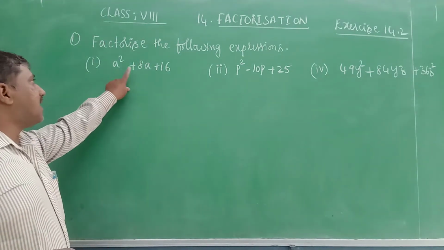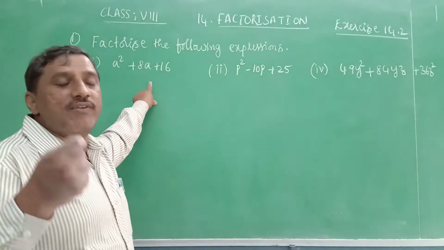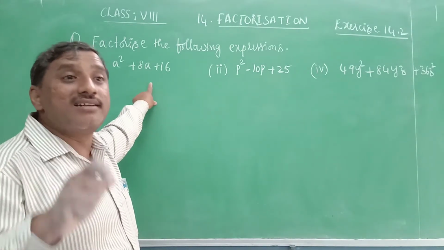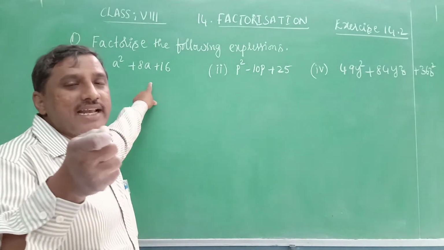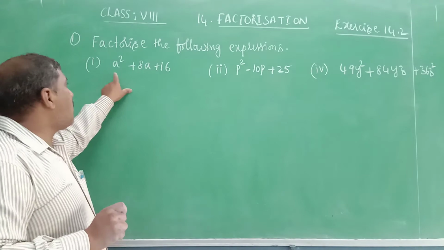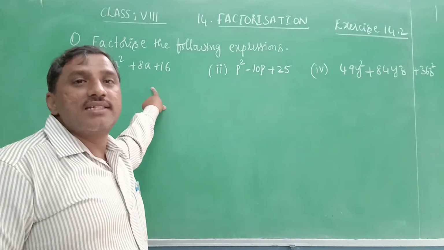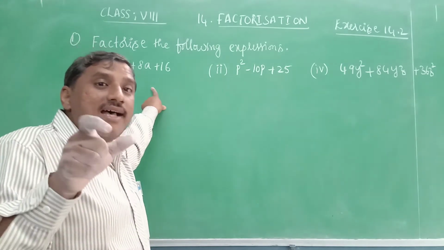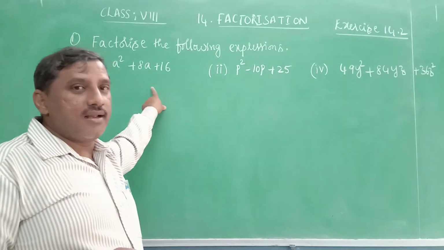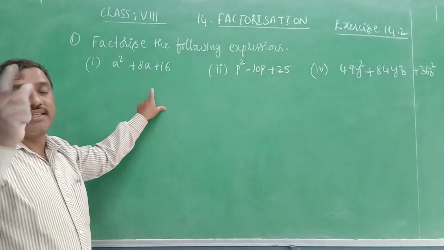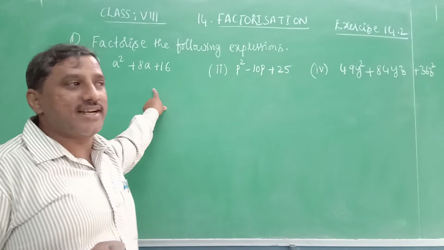First thing, you should observe the terms in the given expression. Yes, a square plus 8a plus 16. All three terms are there. Therefore, we cannot use the third identity. So there is a possibility of either the first, second or fourth. And all are positive, so definitely we cannot use the second identity, as it has a negative middle term. Then we can use either the first identity or the fourth identity.